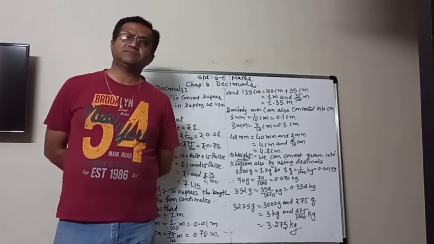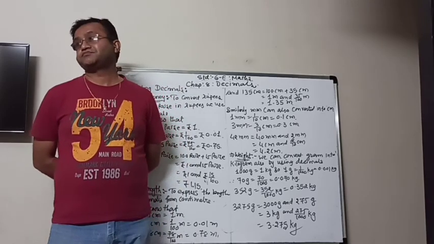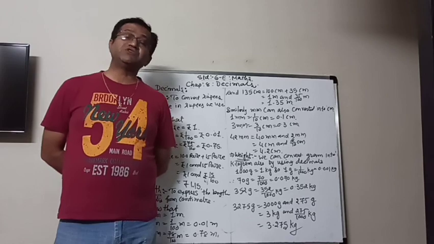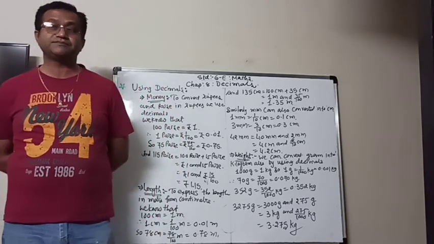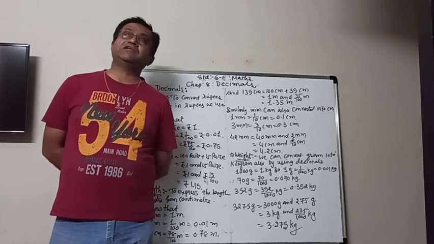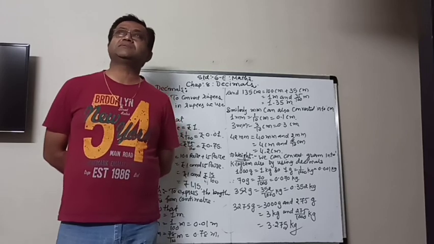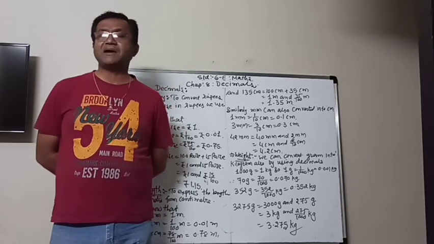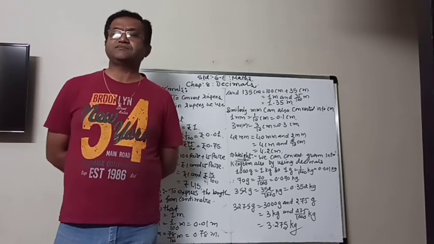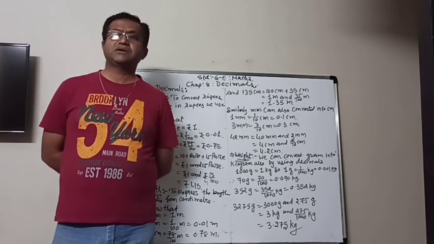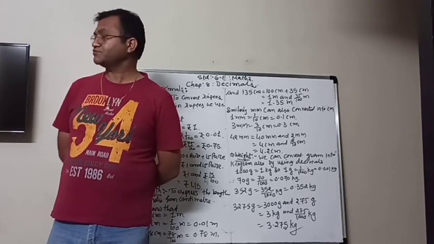Now in decimals, we learn the comparison, that which decimal is greater and which is smaller. For that, first you have to compare the whole part. If the whole parts are not equal, then you can easily decide which number is smaller or greater.